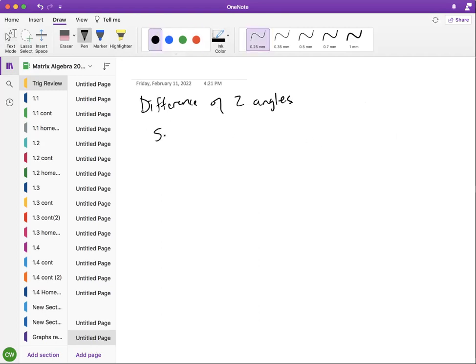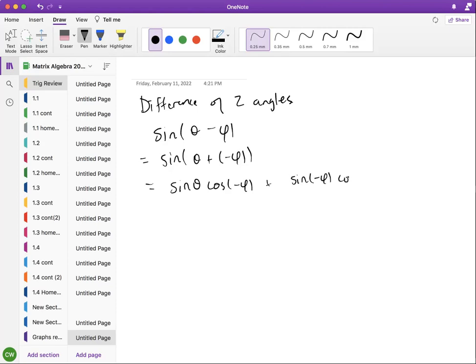If I'm thinking about sine of theta plus or minus phi, well, I can just treat this as sine of theta plus negative phi. So by using the formula we came up with, it's sine of theta cosine of negative phi plus sine of negative phi cosine of theta. So the big thing we need to figure out is what is the relationship between sine and cosine of a negative angle. So let's figure that out.